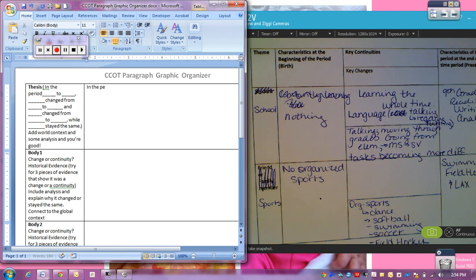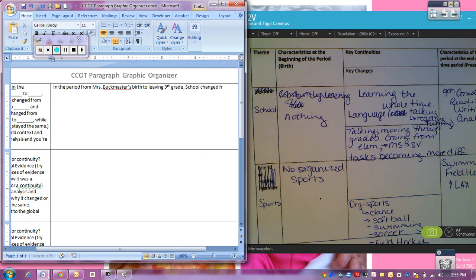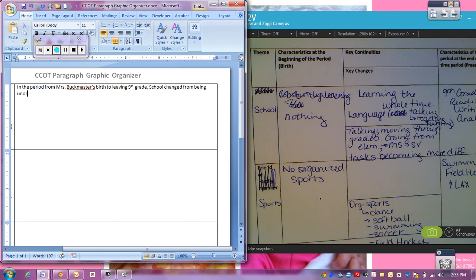In the period from Mrs. Buckmaster's birth to leaving 9th grade, school changed from being unorganized to her being able to read, write, and analyze in a formal school setting.